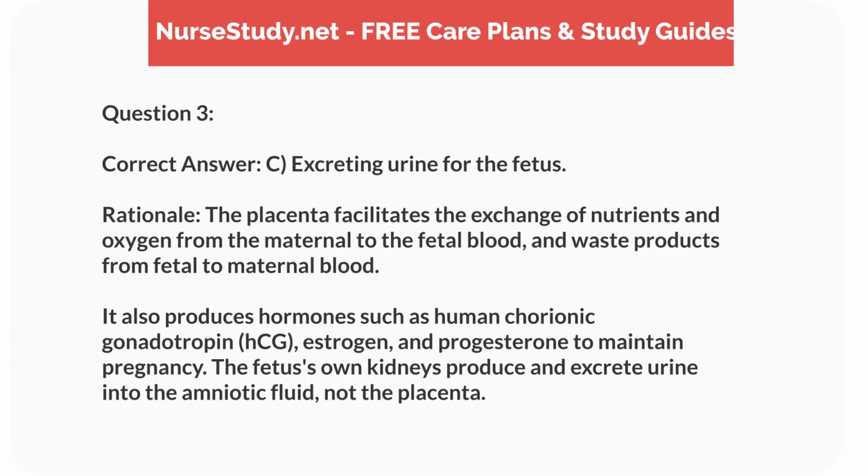Rationale: The placenta facilitates the exchange of nutrients and oxygen from the maternal to the fetal blood, and waste products from fetal to maternal blood. It also produces hormones such as human chorionic gonadotropin, HCG, estrogen, and progesterone to maintain pregnancy. The fetus's own kidneys produce and excrete urine into the amniotic fluid, not the placenta.